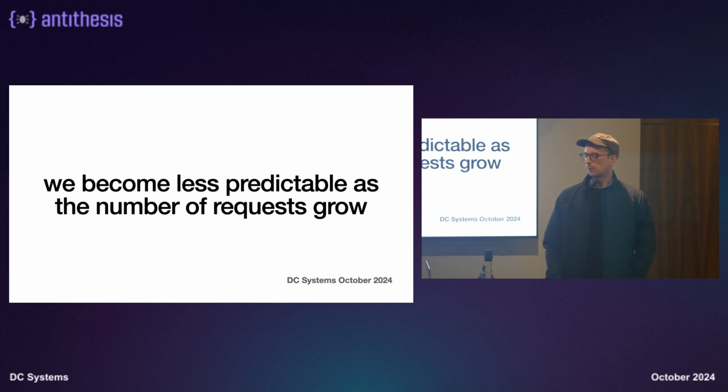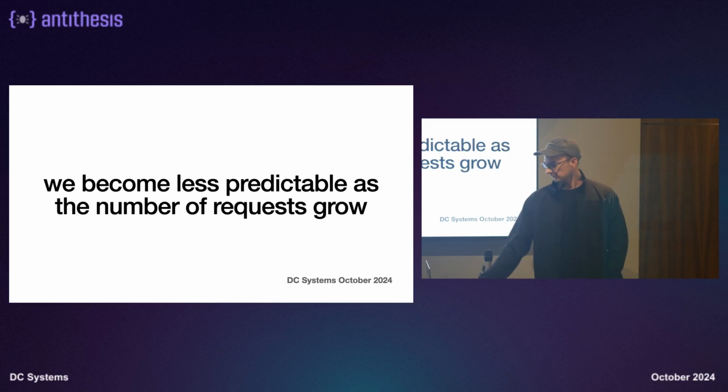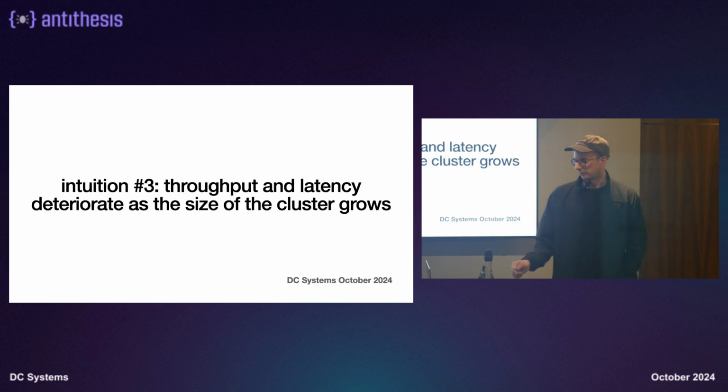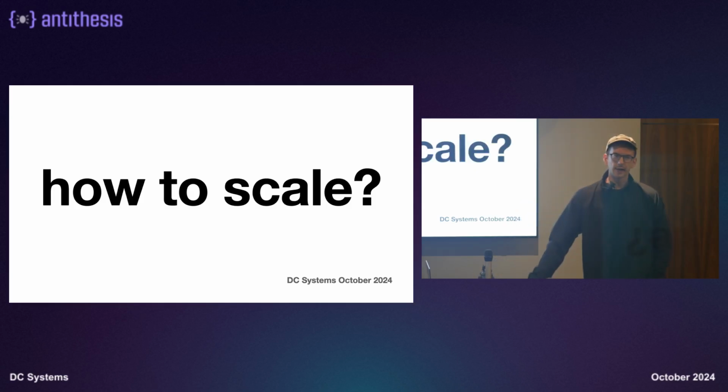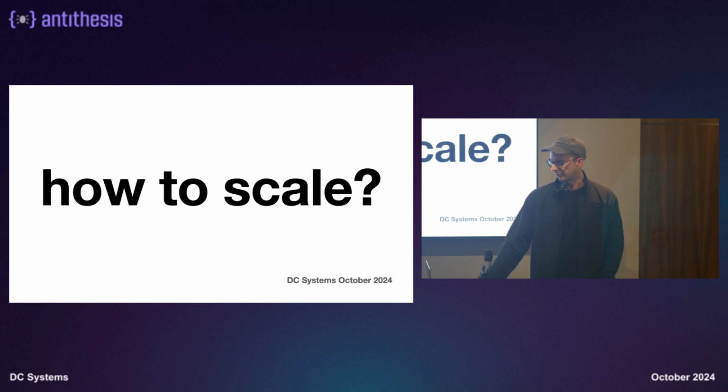So the point with this distribution is that as you have more requests going on, you're going to become less predictable. And this leads to the third major intuition, which is that throughput and latency deteriorate as the size of the cluster grows. So if we couldn't add nodes to scale... we added nodes because we wanted more availability, that makes sense. But normally when you think scale, you think add more nodes, but we showed that that is not going to work. So how do people do it?